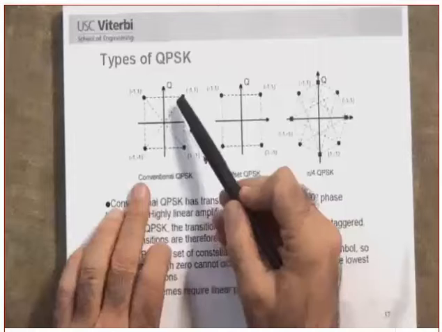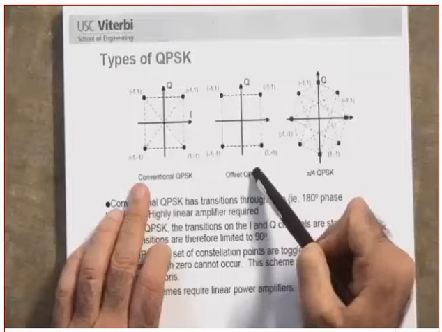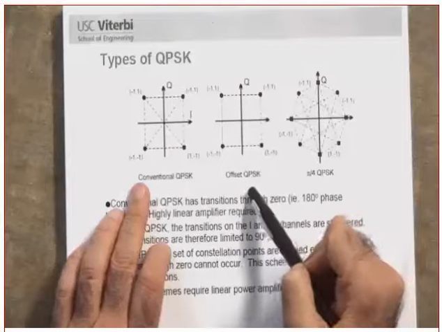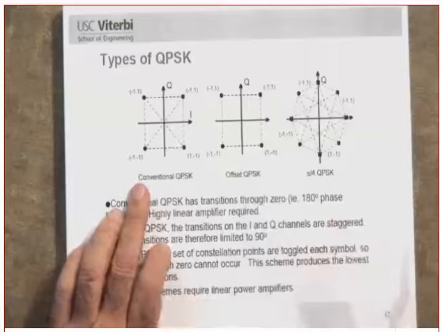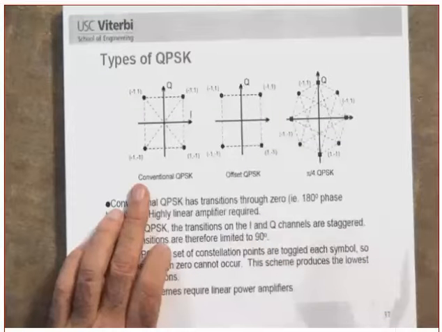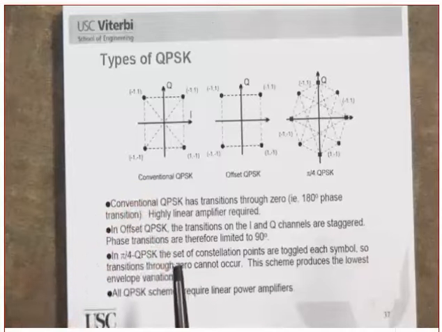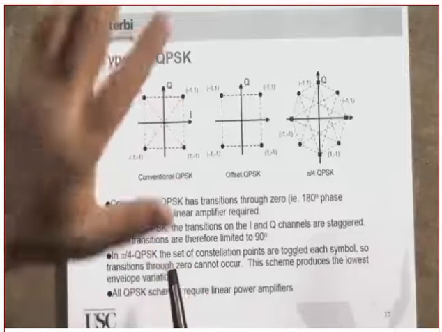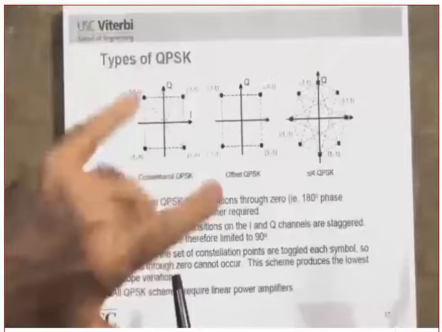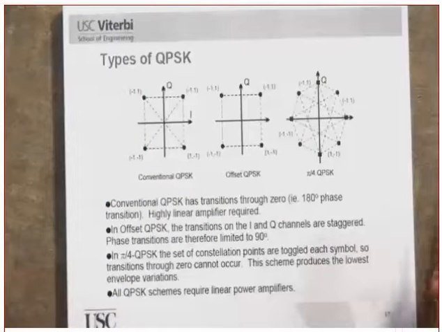Now, one way to get rid of the 180 degree is through the use of offset QPSK, or what is known as staggered QPSK. In a staggered QPSK, one of the channels, either the I channel or the Q channel, is delayed by a duration of 1 bit, not one symbol. By the way, if you delay it by 1 symbol, then you haven't done anything. Do you agree? The problem is still there.